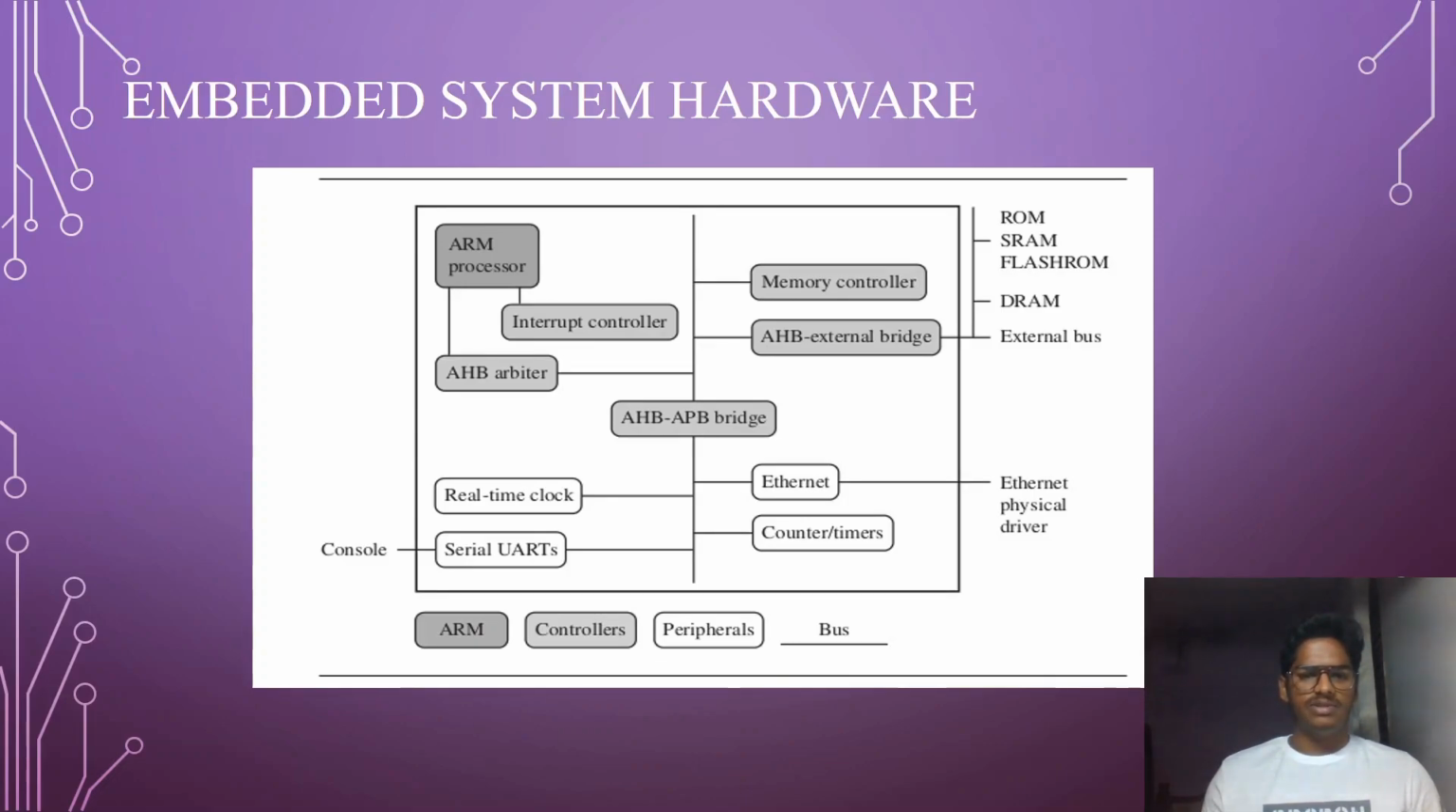It consists of an ARM processor, the different controllers such as interrupt controller, AHB arbiter, memory controller, AHB external bridge, and an AHB APB bridge. It also consists of peripherals such as real-time clock, serial UARTs, Ethernet, counter/timers. The ARM, the controllers, and the peripherals are interconnected by bus. The serial UARTs is connected externally to a console, the Ethernet to an Ethernet physical driver, the AHB external bus to an external bus which connects to a ROM, SRAM, and a flash ROM, also a DRAM.